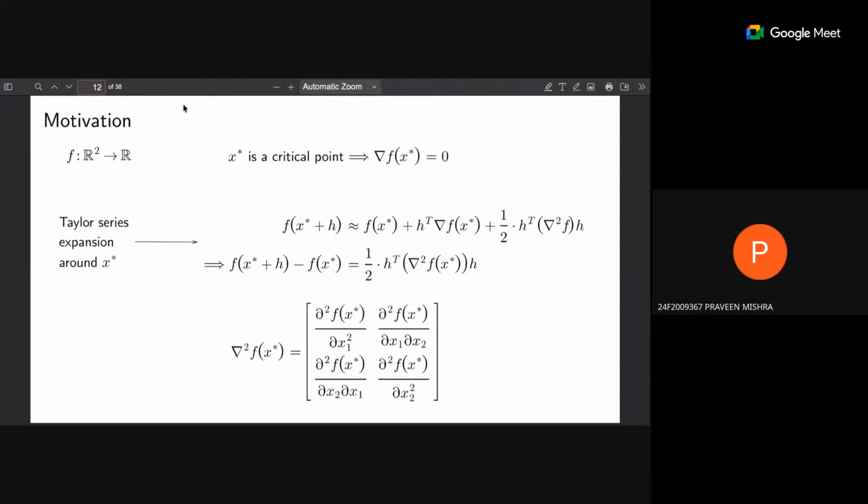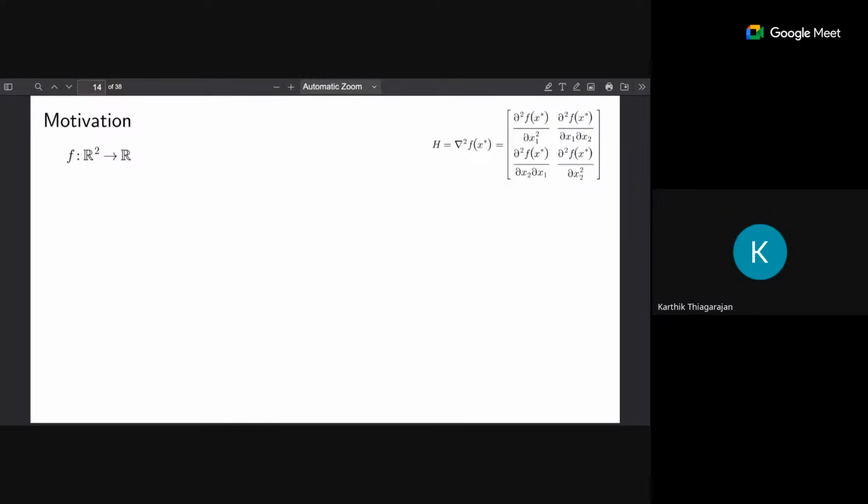Then this matrix should be symmetric if and only if the function is continuous. Otherwise, yeah, right. So you should have continuous second order derivatives. Only then these are equal. We'll assume that that happens, right? So we have continuous partial derivatives, second order derivatives. Okay, so this is called the Hessian. So very soon we'll get rid of this.